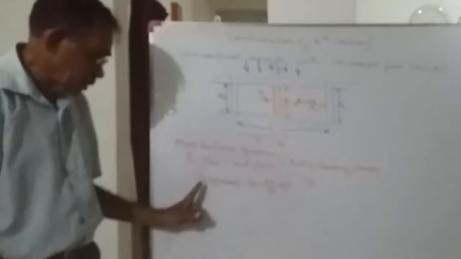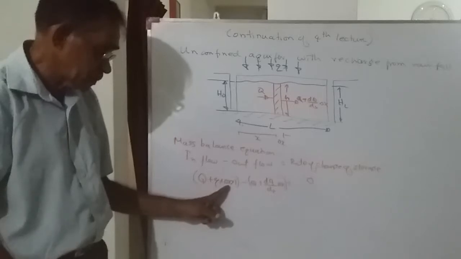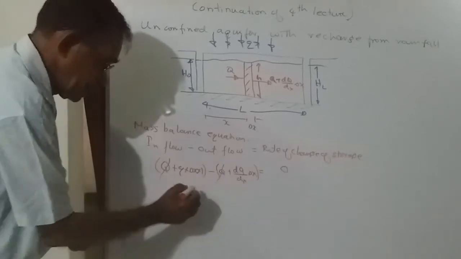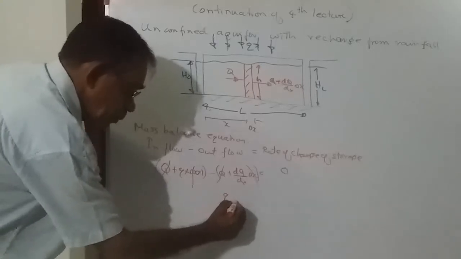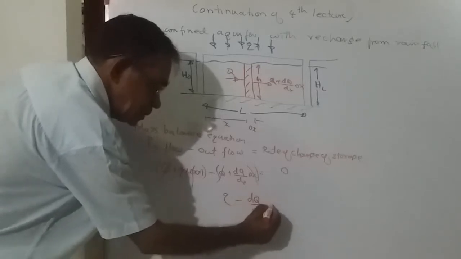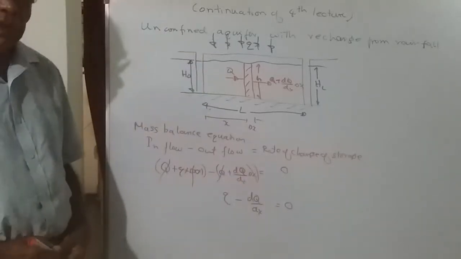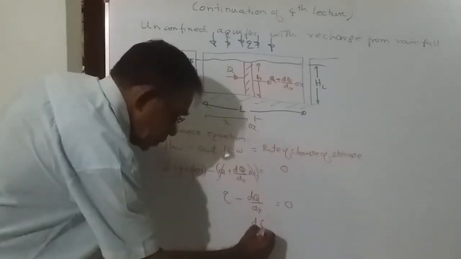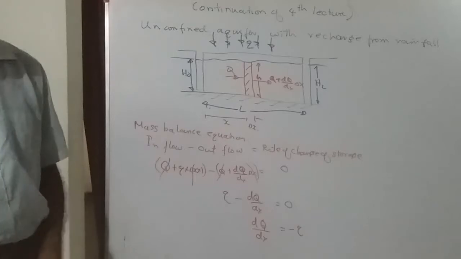Now you can simplify this. Q minus Q cancels out, and you remain with q times delta x minus dQ/dx times delta x. This delta x cancels with this delta x, so you remain with q minus dQ/dx is equal to 0. That is the simplified equation, and you can put this as dQ/dx is equal to minus q.